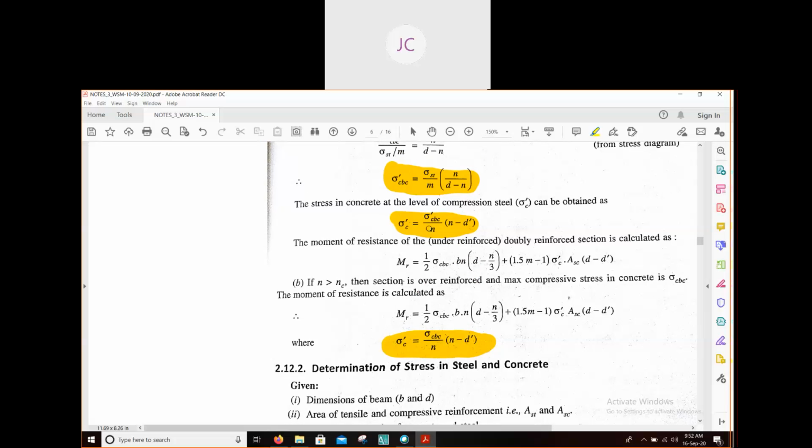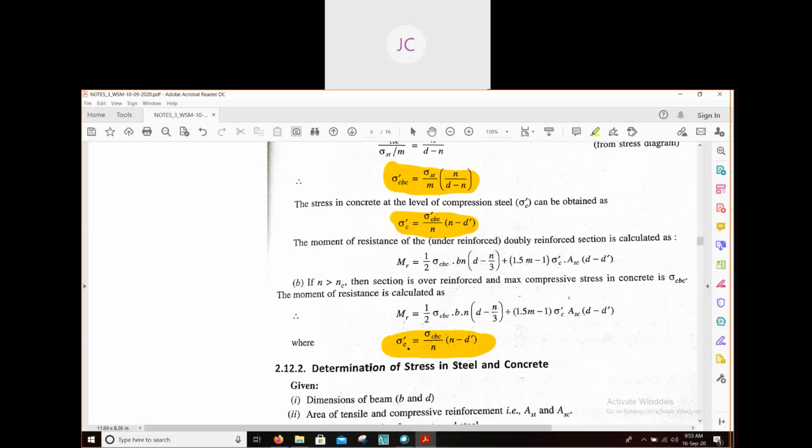You can see this is the equation for stress in compression steel for an under reinforced section, and this is for over reinforced. Almost all the terms are the same. The only difference is that here it is written sigma cbc and here it is written sigma dash cbc. Sigma cbc is the maximum stress which will be developed in concrete, and you get the value from IS 456, Table 21. But sigma dash cbc is not the maximum permissible stress, and you can find this value from this formula. That is the only difference.